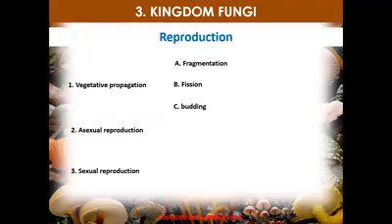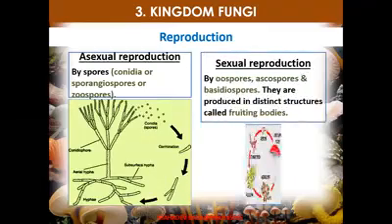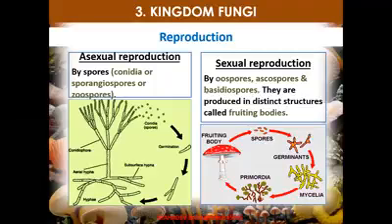The types of reproduction seen in the fungi are vegetative propagation, asexual reproduction, and sexual reproduction. In the vegetative propagation, there are again three types: fragmentation, fission, and budding. Let us see what these are. Asexual reproduction can be seen in the fungi by spores, what we say conidia or sporangiospores or zoospores. Here you can see the conidia spores germinate and grow into new fungi.